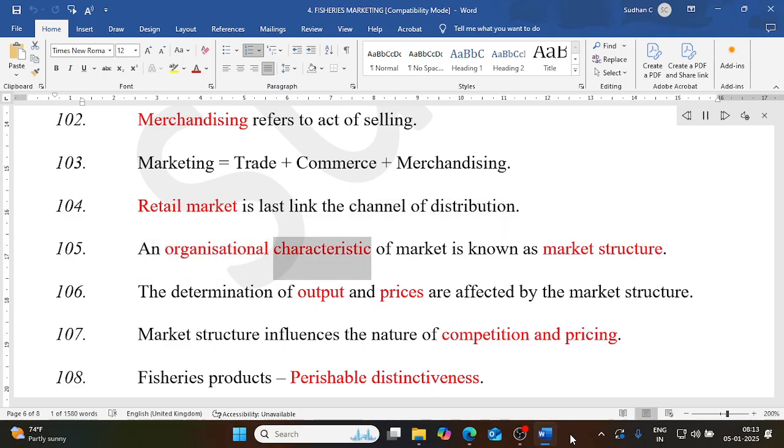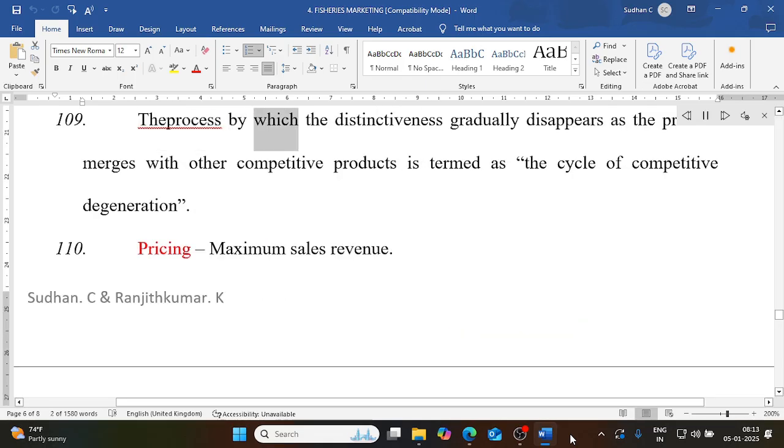An organizational characteristic of a market is known as market structure. The determination of output and prices is affected by the market structure. Market structure influences the nature of competition and pricing. Fisheries products have perishable distinctiveness. The process by which the distinctiveness gradually disappears as the product merges with other competitive products is termed the cycle of competitive degeneration.